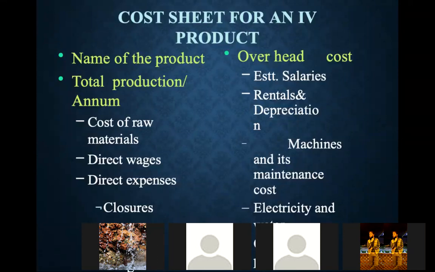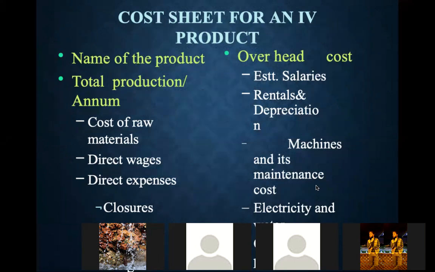Take the cost sheet for an IV product. IV means intravenous products, the drugs which are used through the IV route. First they have to point out the name of the products, which product is going to be manufactured, whether injectables of different types which are not available. So the name of products, and how much production is required annually. Then they have to manufacture.